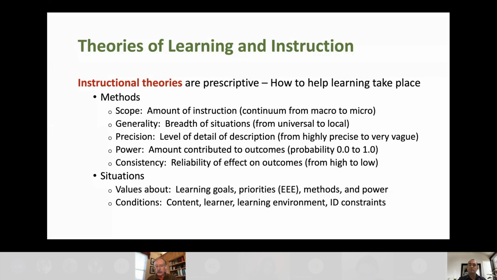The learning environment: is it going to be instruction solely over the internet, or is it going to be instruction in perhaps on-the-job training?